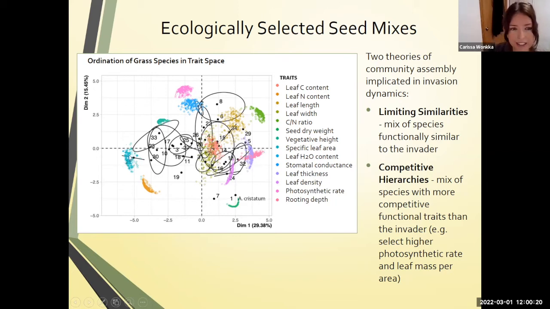And so for competitive hierarchies, we picked winning species that were beating Agropyron cristatum on these axes, which was pretty easy because most of them were, but we picked the winningest. And so we ended up with species like buffalograss and purple threeawn, little barley, and little bluestem.